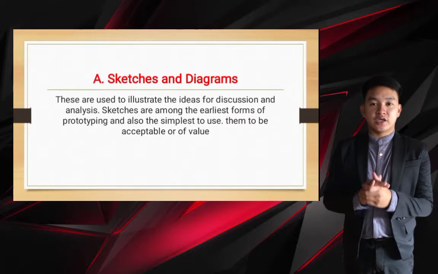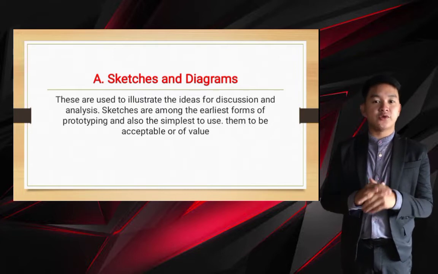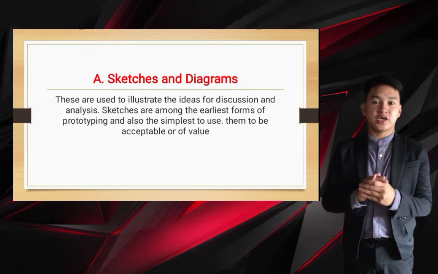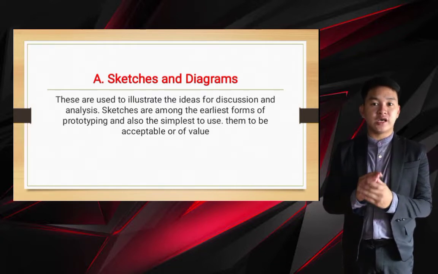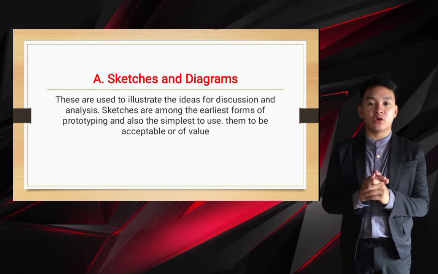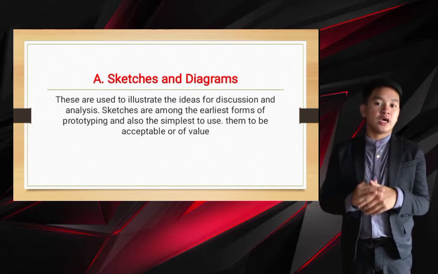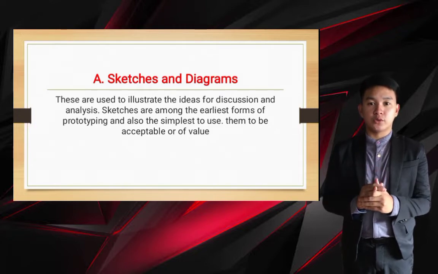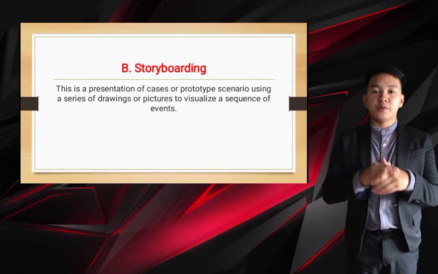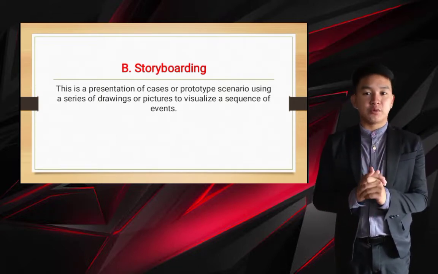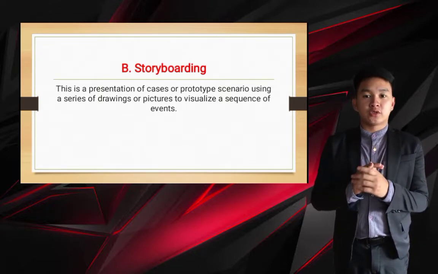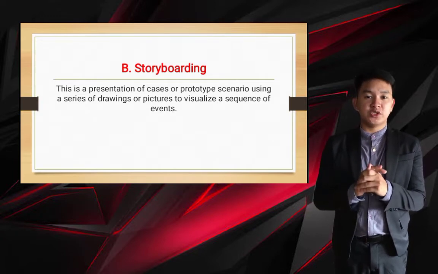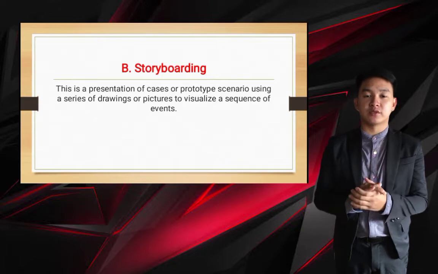A. Sketch and diagrams. These are used to illustrate the ideas for discussion and analysis. Sketches are among the earliest forms of prototyping and also the simplest to use for ideas to be acceptable or of value. B. Storyboarding. This is a presentation of cases of prototype scenarios using a series of drawings or pictures to visualize a sequence of events.